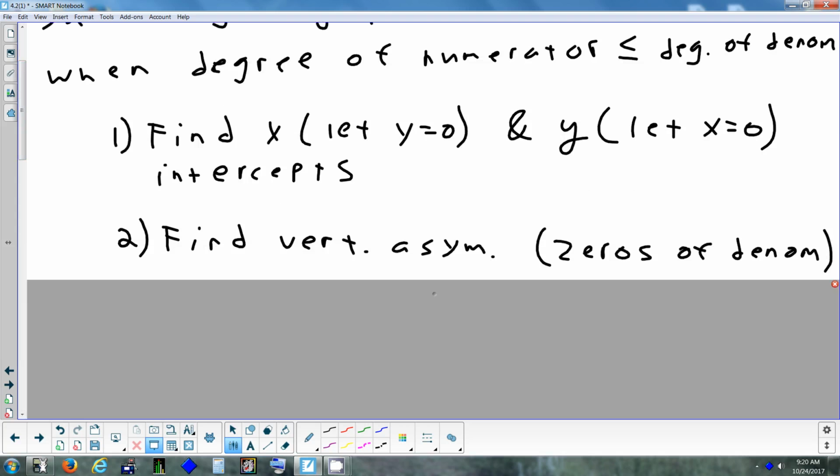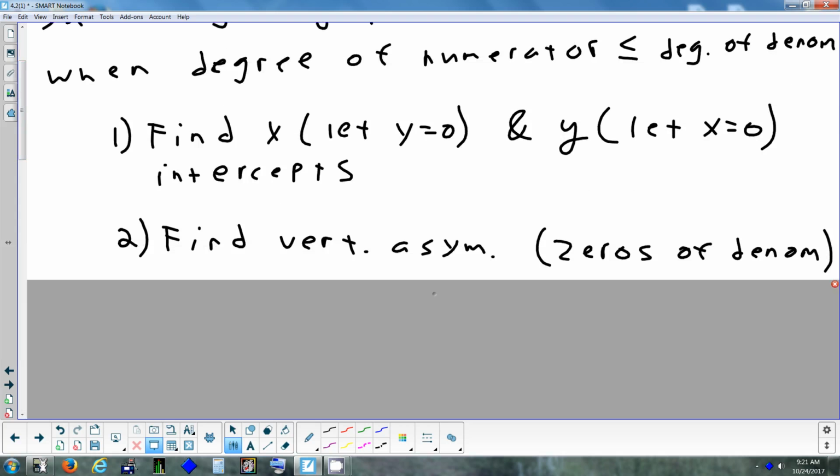Another thing that's helpful is the vertical asymptotes. To find your vertical asymptotes, find the zeros of the denominator. What's the only time that a 0 of the denominator is not a vertical asymptote? Yep. It's diagonal.